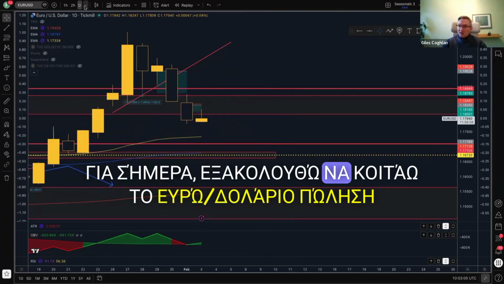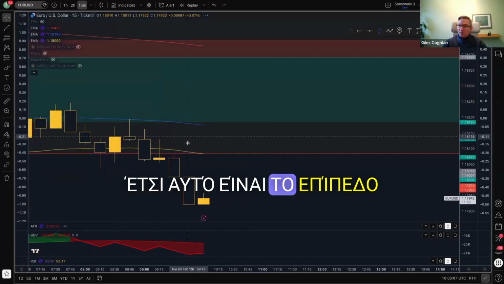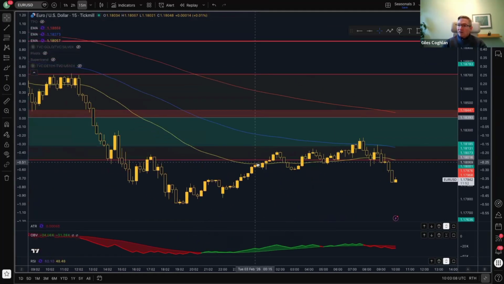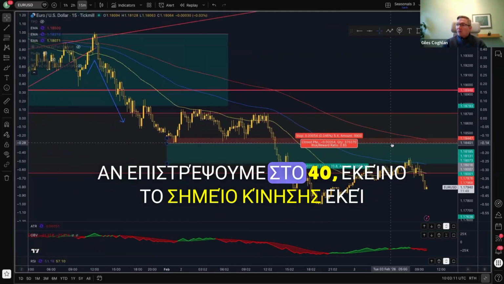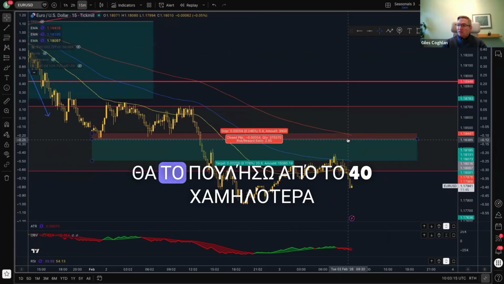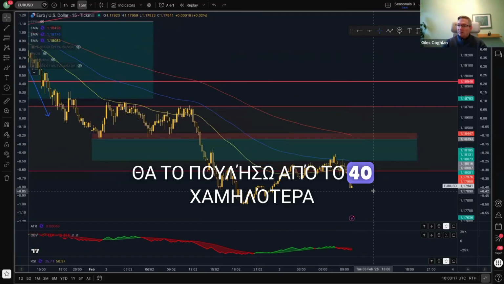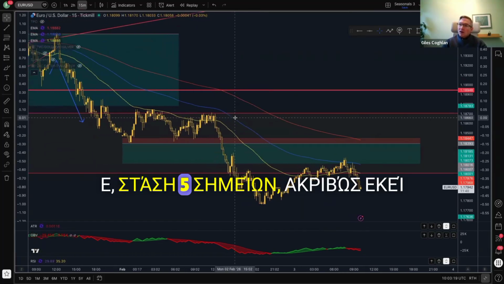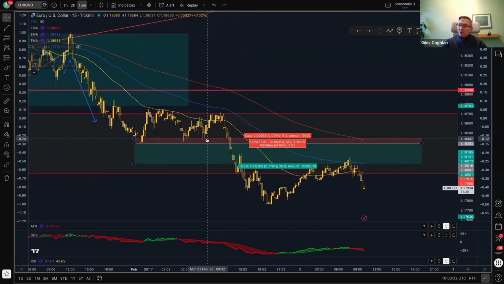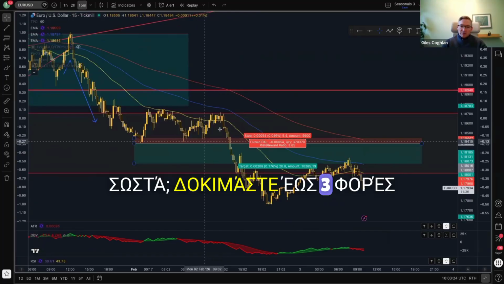For today, still looking at euro dollar short, so this is the level. If we get back up to the 40, that swing point there, I'll short it from 40 lower. 5-point stop, just there, right? Try up to 3 times.